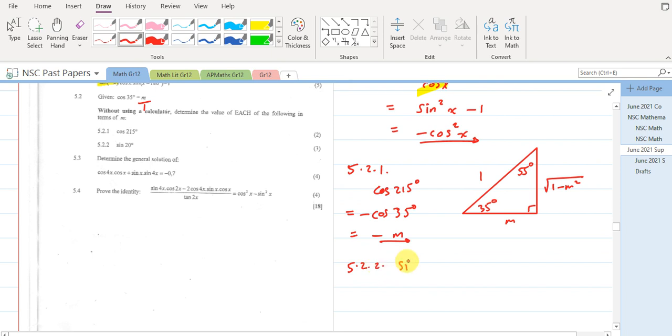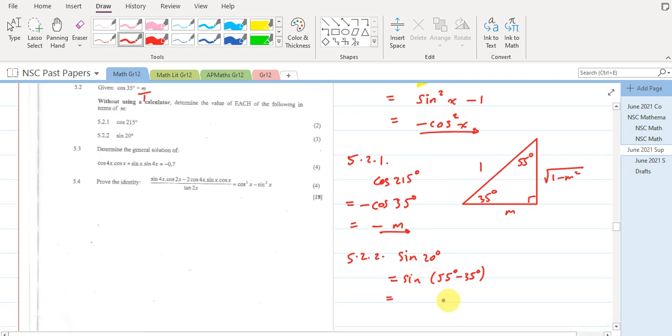Then 5.2.2, what is sine of 20 degrees? We can get 20 degrees from this triangle by subtracting those two angles. So we can say sine of 55 minus 35 degrees. This becomes a compound angle: sine 55 cos 35 minus cos 55 sine of 35 degrees.